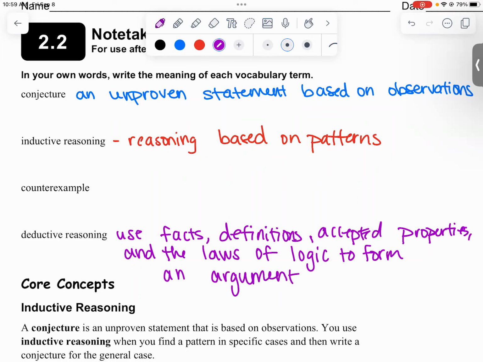There's a couple laws of logic that we're going to talk about today. They have some fun names to them. We use these, based on facts and logic, to get to our conclusion.